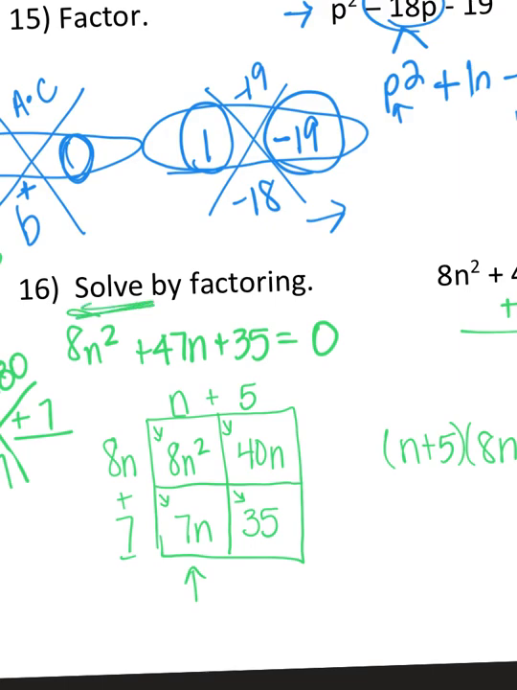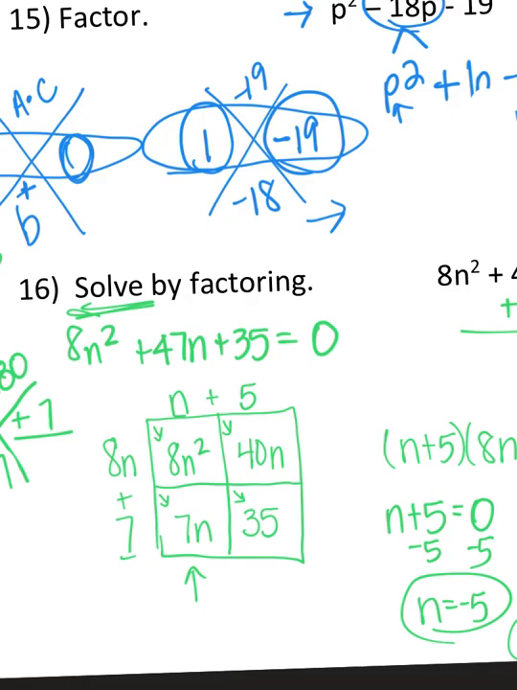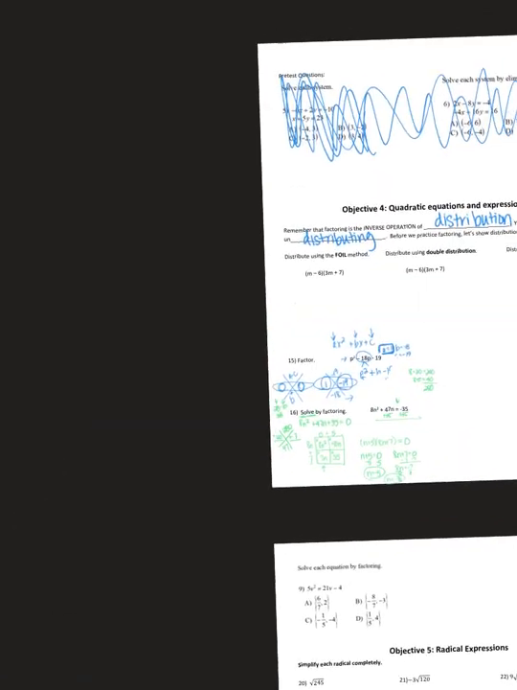Oh my goodness, I feel like my brain is mush. Okay, so we're going to set each of these factors equal to 0. n plus 5 is equal to 0, and 8n plus 7 is equal to 0. And this is called the zero product property. Okay, we're going to subtract 5 to solve for n, we get n is equal to negative 5, and we're going to subtract 7. We get 8n is equal to negative 7, divide by 8, and n is equal to negative 7/8. And those are our two solutions for number 16.